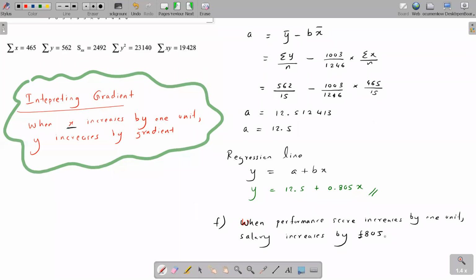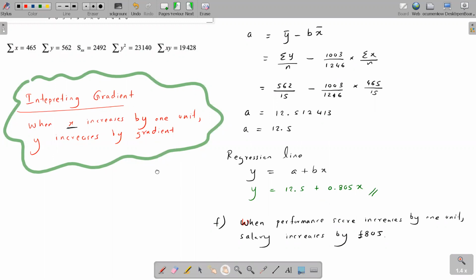This is how you should write the answer. This is the way we interpret the gradient. You use this basic version here to interpret your gradient. Make sure you replace x and y appropriately, and y increasing or decreasing depends on whether your gradient is positive or negative. By the way, if your gradient was negative 805 here, you should write y decreases by.